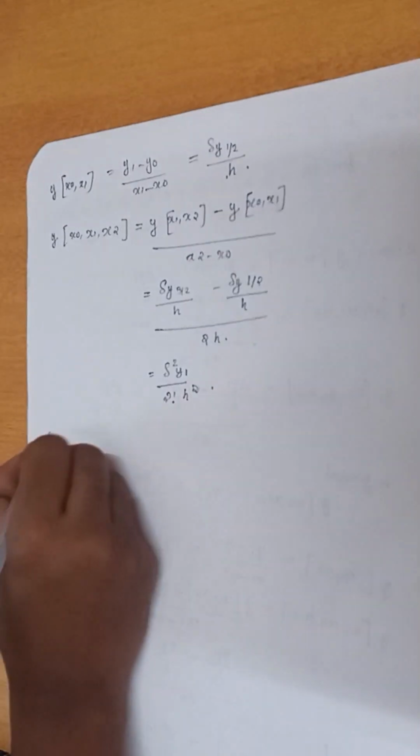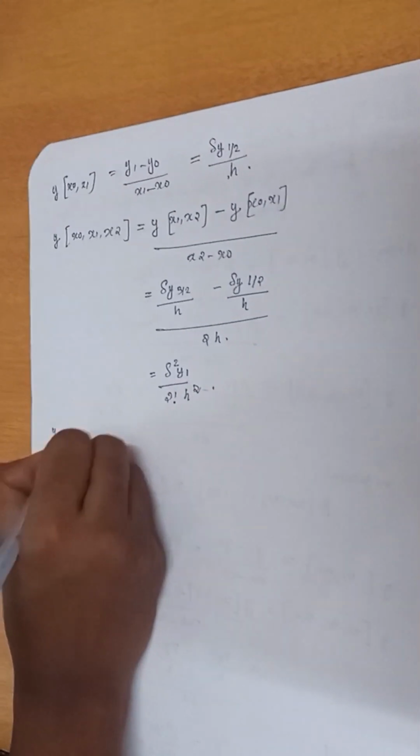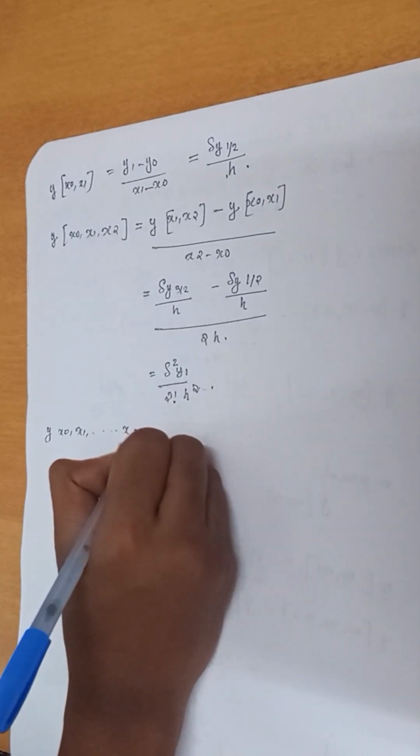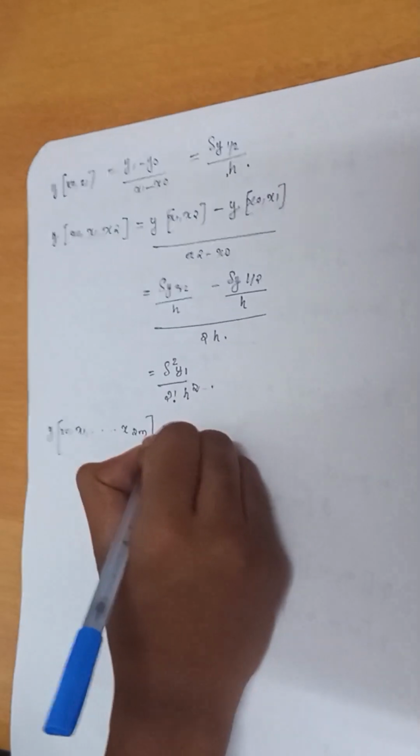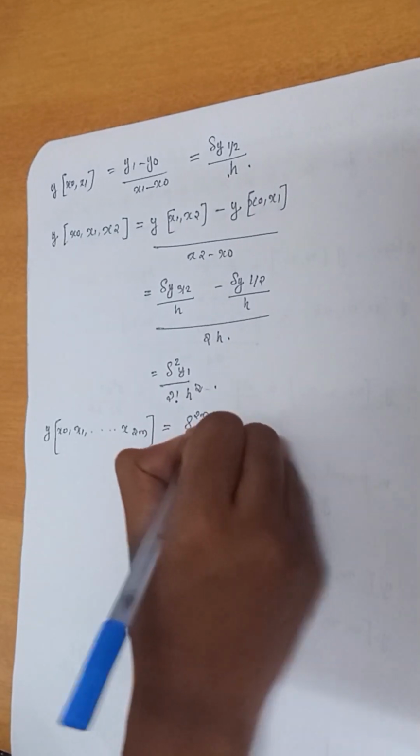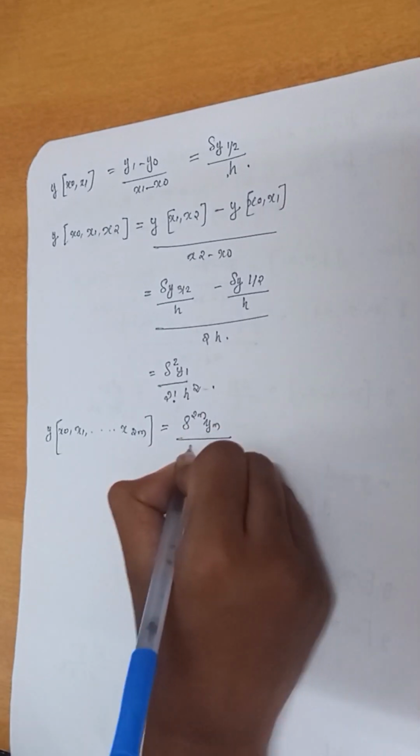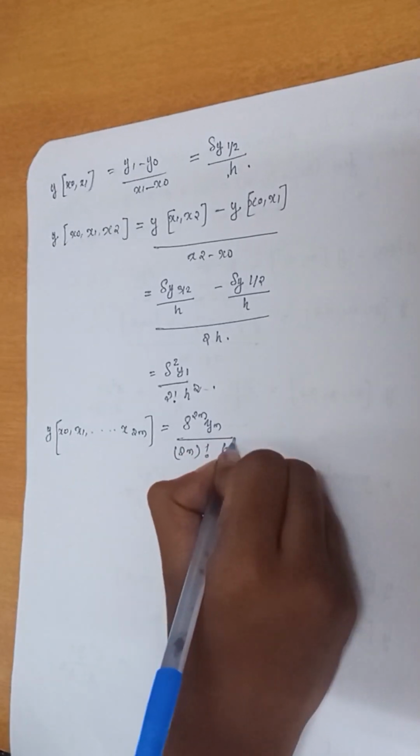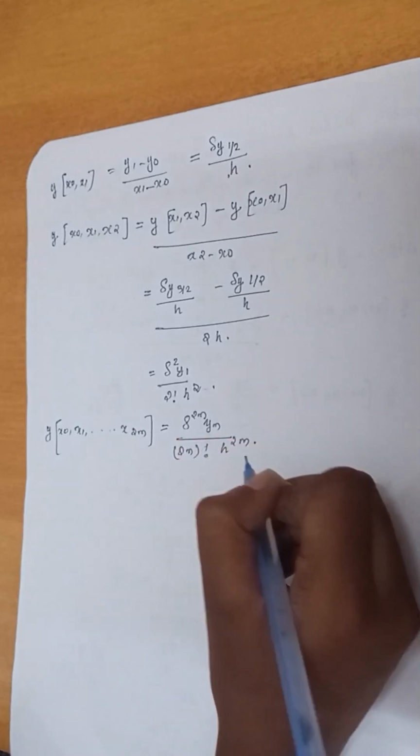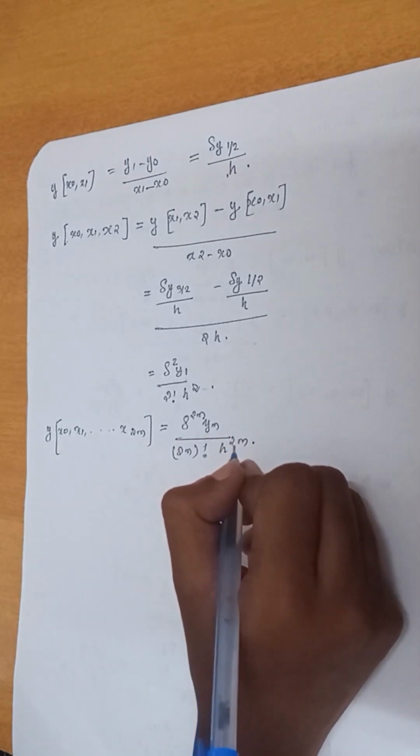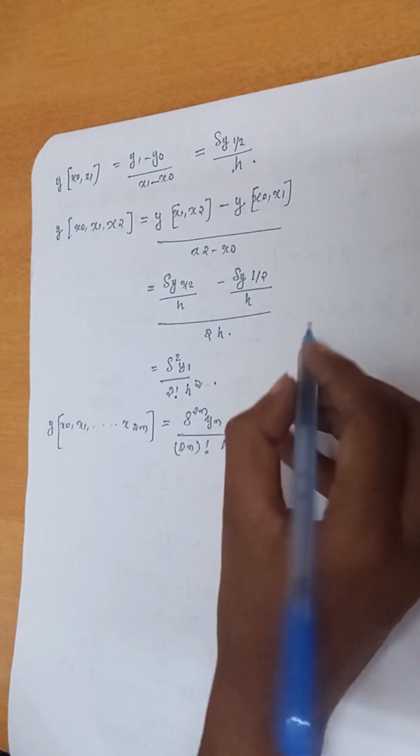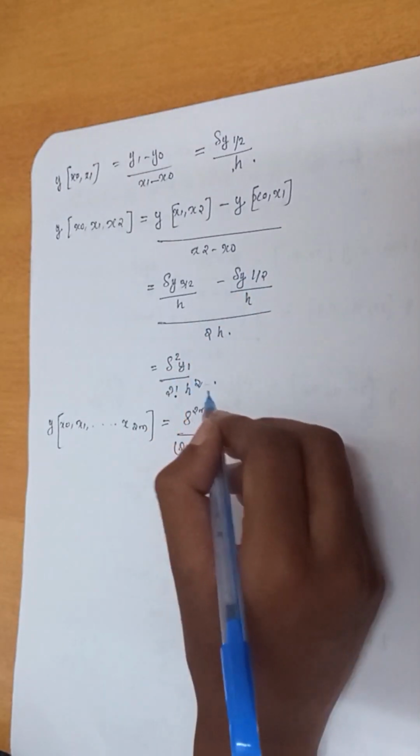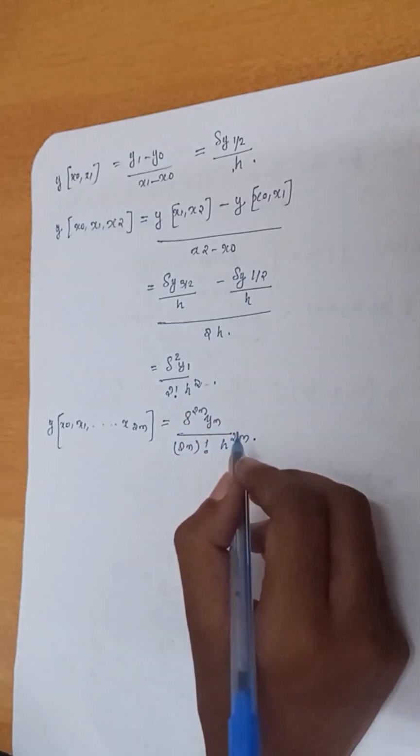So in general we can write that y of x0 comma x1 etc. x of 2m is equal to delta of 2m into ym divided by 2m factorial h raised to 2m. So the Newton's divided difference interpolation formula is expressed in terms of Newton's backward, forward and central differences.